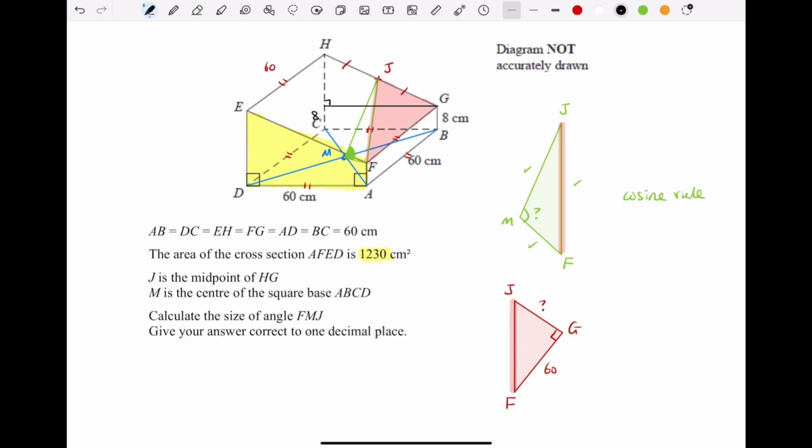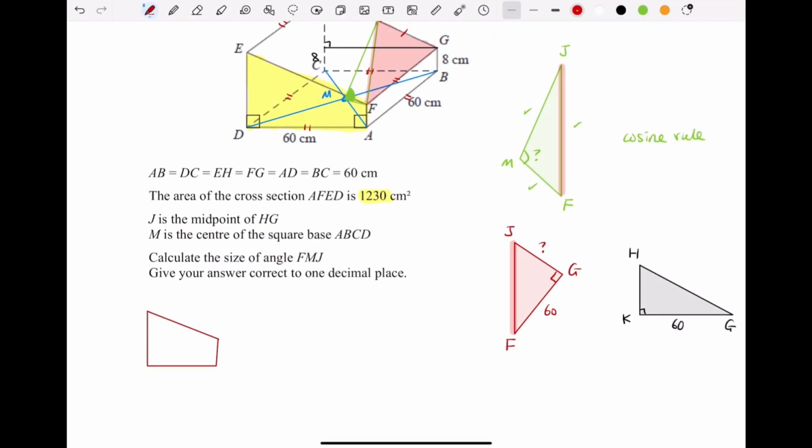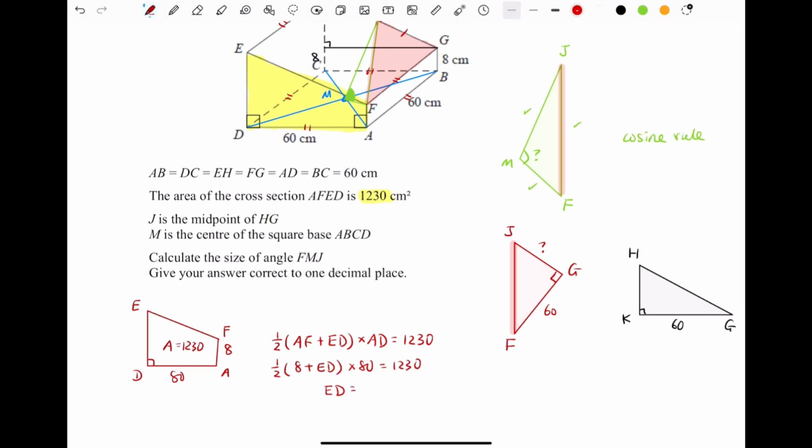I'm going to draw out the triangle here, which is GHK. And we know GK is 60. We don't know HK, but we can work it out because we know this trapezium has an area of 1,230, and we know the base is 8, the height is 80. By using the area formula for a trapezium, we can work out the length of ED. By substituting the values, we can work out that ED is 33.